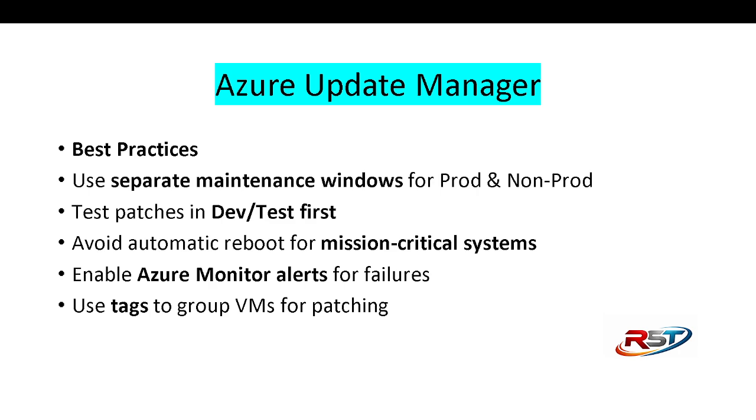Enable Azure Monitor alert for failures. If you enable Azure Monitor alert, Azure Monitor will trigger an incident or a mail or anything based on our configuration. That's why in the best practices we enable Azure Monitor alert for failures. If any server patching failed, Azure Monitor will trigger the alert so that we can check and fix it.